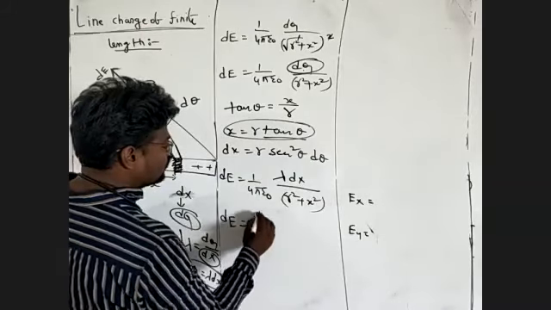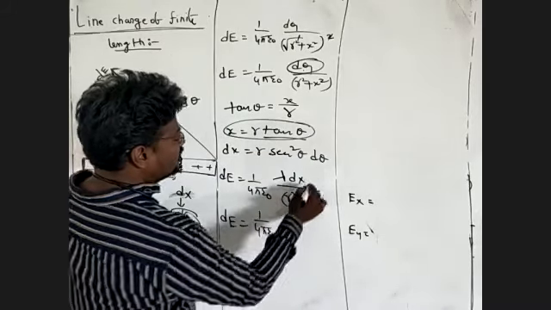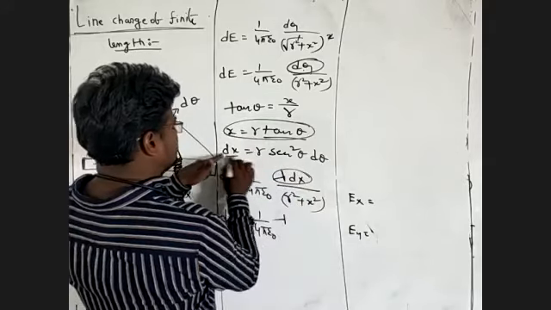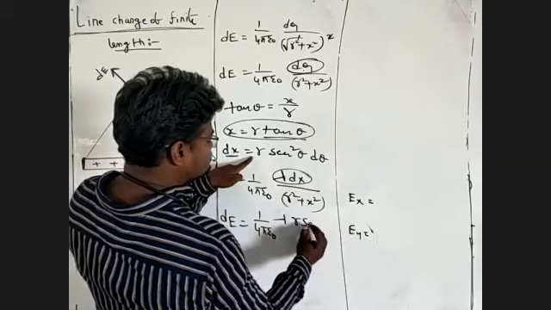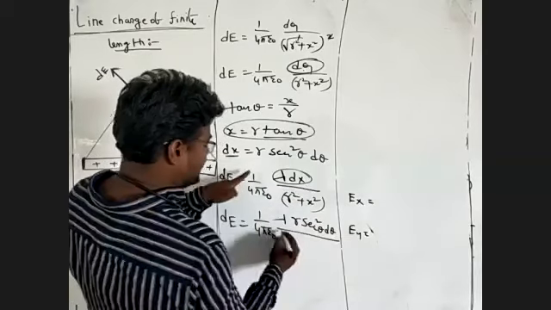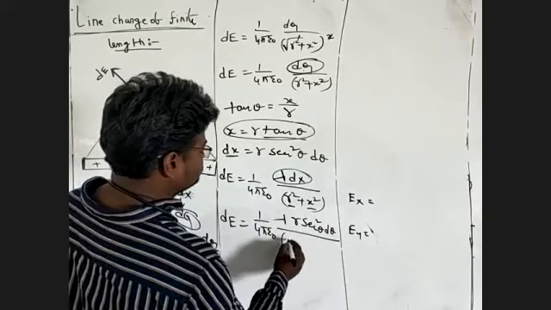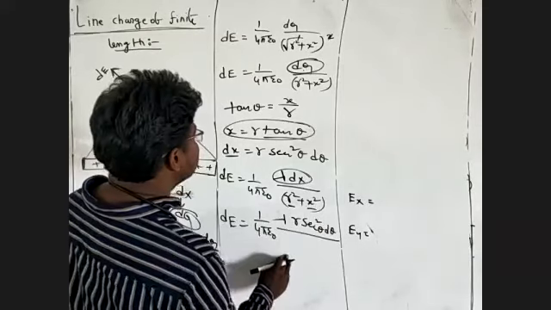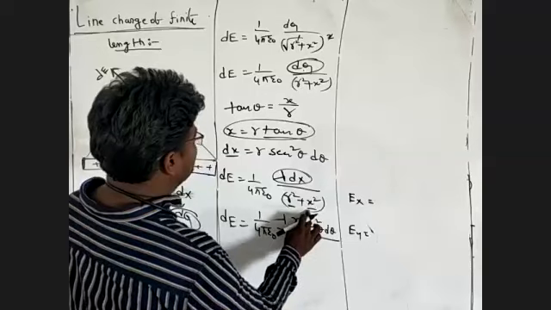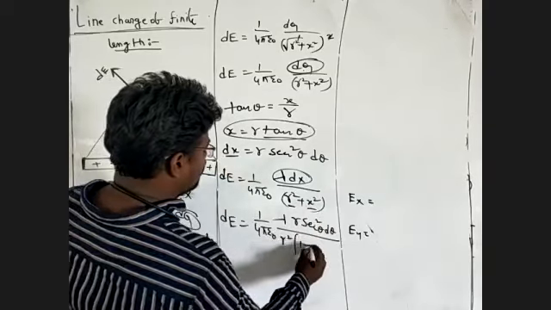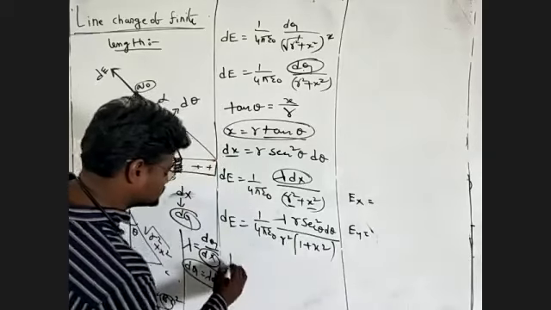dE is equal to 1 by 4 pi epsilon naught lambda dx by r square plus x square. What is dx? You can write it as r secant square theta d theta. In the denominator, take r square common from r square plus x square, giving r square times 1 plus x square by r square.